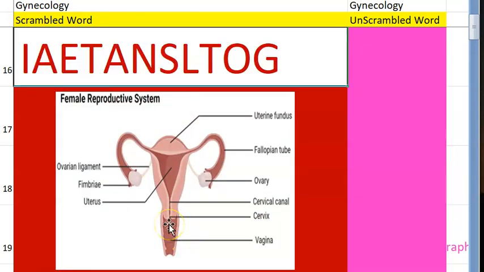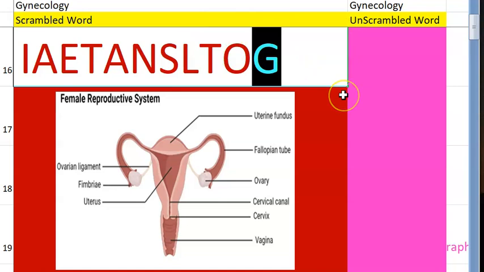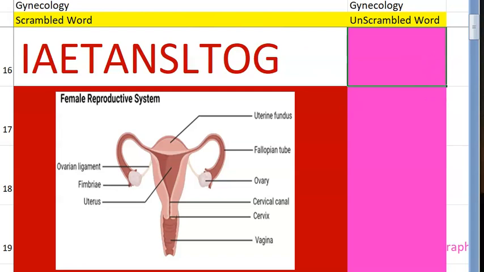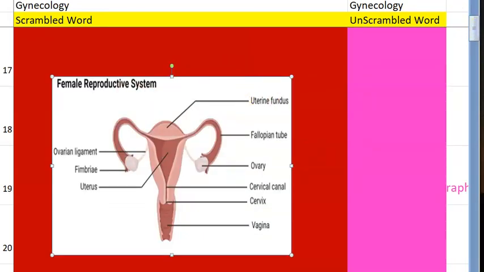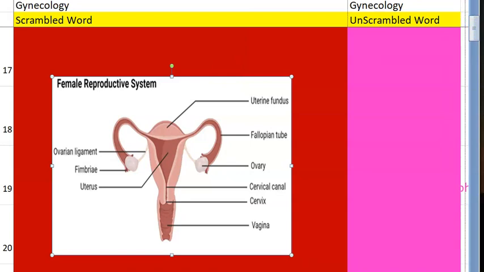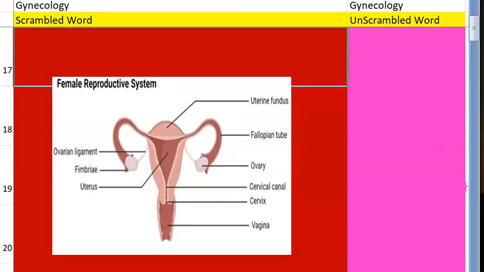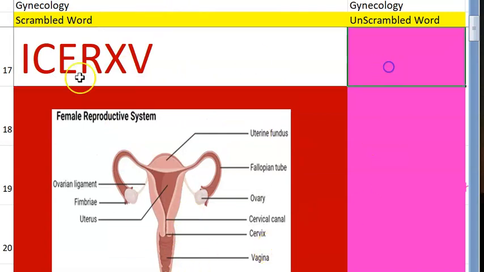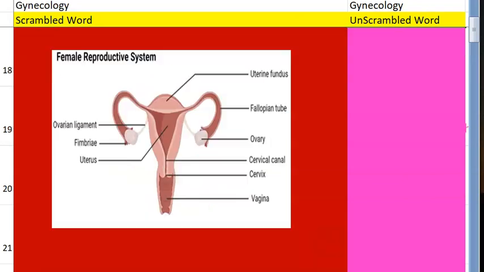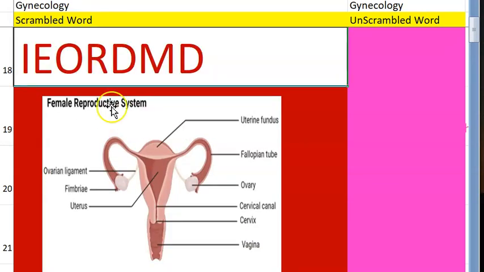16th one here. You think it's easy? Try. It's just starting with a G. It's the number of weeks of pregnancy, or it is pregnancy as such. Gestational. Very good. Let's try this one. 17th one for you. Very easy. Anatomical structure that you're seeing here starts with a C. Yes, you got it right. Cervix. Let's go to the 18th one.